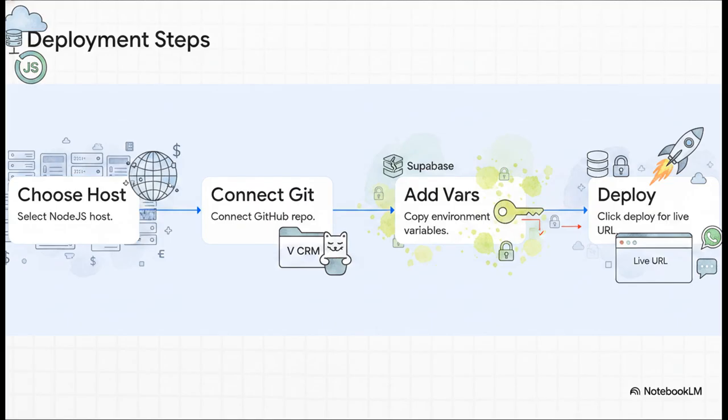First, you just choose an affordable Node.js hosting provider and create an application. Step 2, you connect your GitHub accounts and select your forked V-CRM repository. Step 3, and listen up because this is by far the most crucial step, you must manually copy over every single one of your environment variables from your local .env setup into the host's deployment settings. If you miss a key, the app won't connect to Supabase. It's that simple. Once those keys are securely in, step 4 is literally just clicking deploy. The server builds the app and provisions a live URL for you.